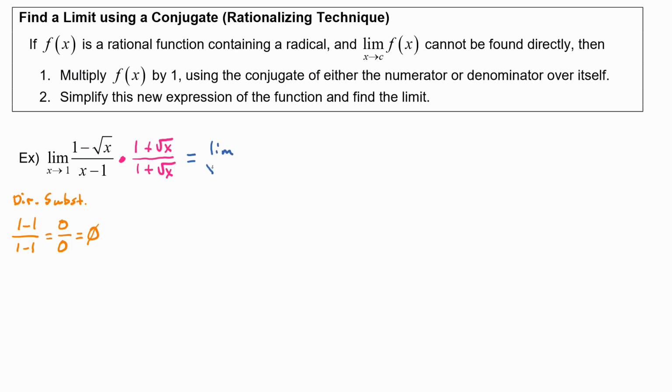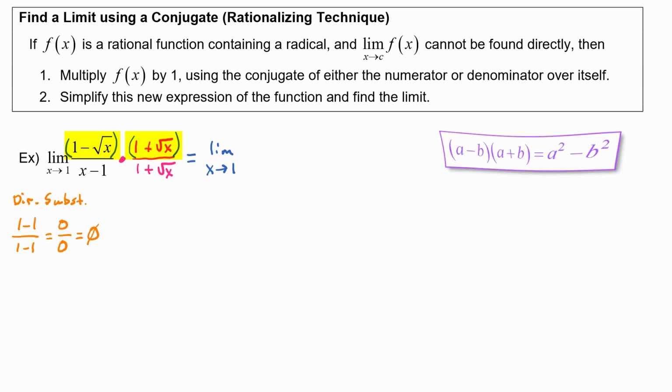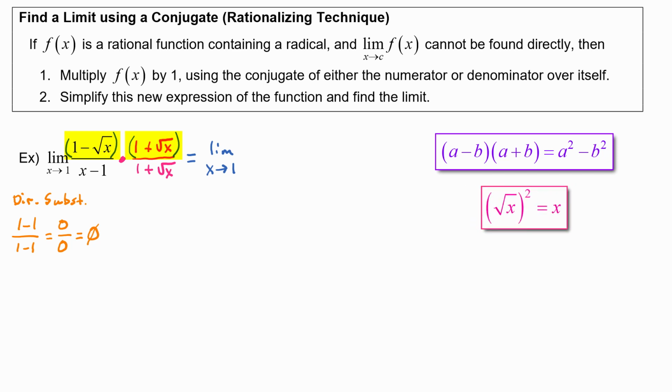So we have the limit as x approaches 1. Here we have to multiply numerator times numerator, and remember that both of these are binomials. We will be using the rule from algebra that the quantity a minus b times quantity a plus b is equal to a squared minus b squared, and that radical x squared equals x. So this numerator becomes 1 minus x.